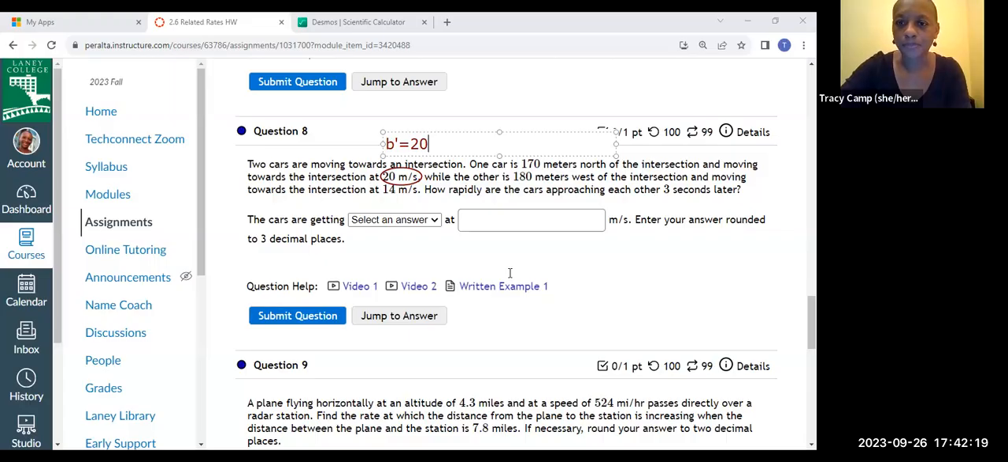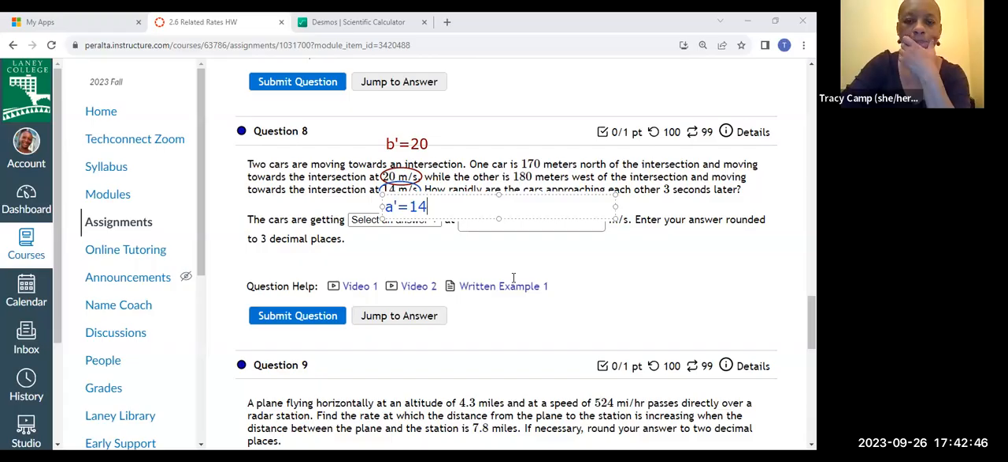What next? The other car, whose distance I've referred to as A, is moving 14 meters per second. So I can say that my A prime is equal to 14. They don't give us that much info, do they? But they do tell us that the cars have traveled for 3 seconds. So it says, how rapidly are the cars approaching each other 3 seconds later?